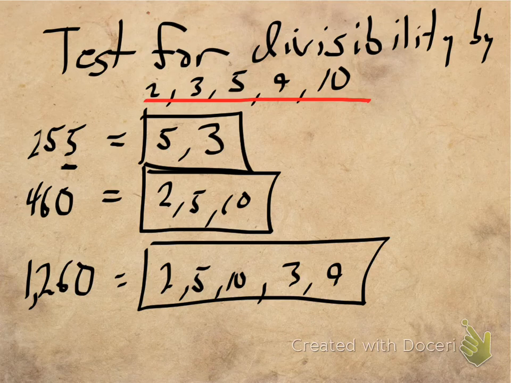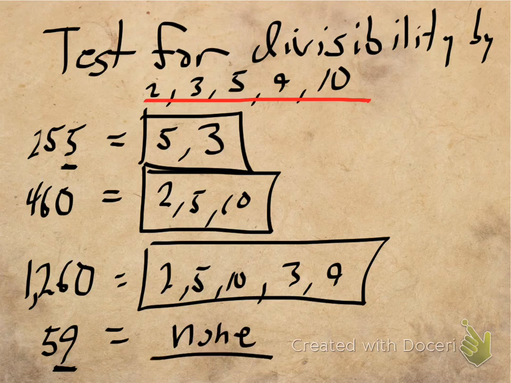One last one. How about 59? What does it end with? 9. So 2, 5, 10? No, none of those. What does it add up to? It adds up to 14. So neither 3 nor 9. So what you write here is none. This is not a trick question. The answer is none, and that's okay.